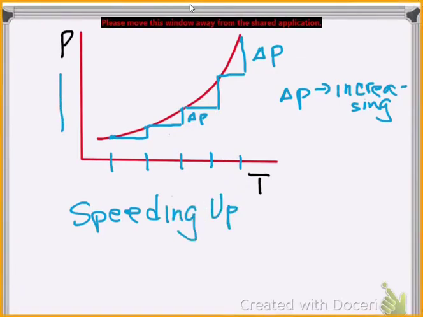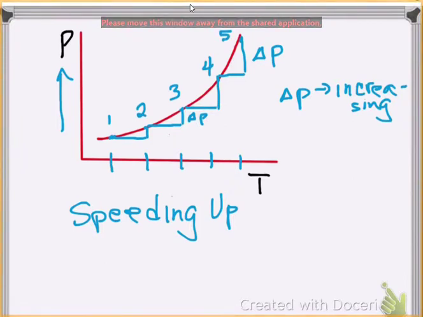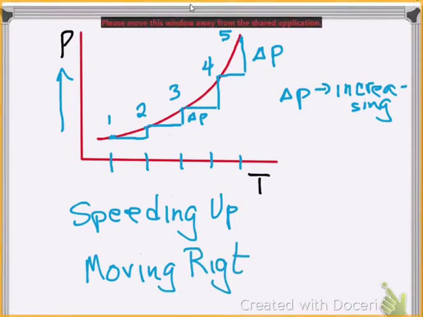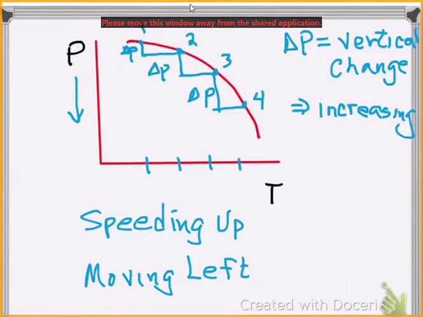But in this case, we notice that it's moving from point 1 to point 2 to point 3 to point 4 to point 5. Those points are moving up on the position time graph, which means that the object is moving to the right. Okay, let me look back and recollect which ones we've done.